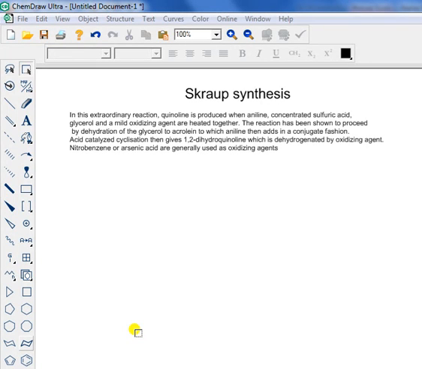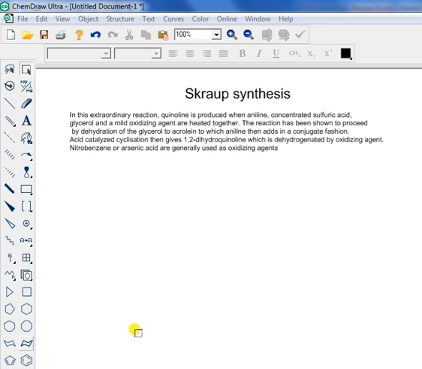Okay, my dear students, my dear friends, today I am going to talk about the synthesis of quinoline. It is a very important synthesis in heterocyclic chemistry, and this is the Skraup synthesis, S-K-R-A-U-P, Skraup synthesis.